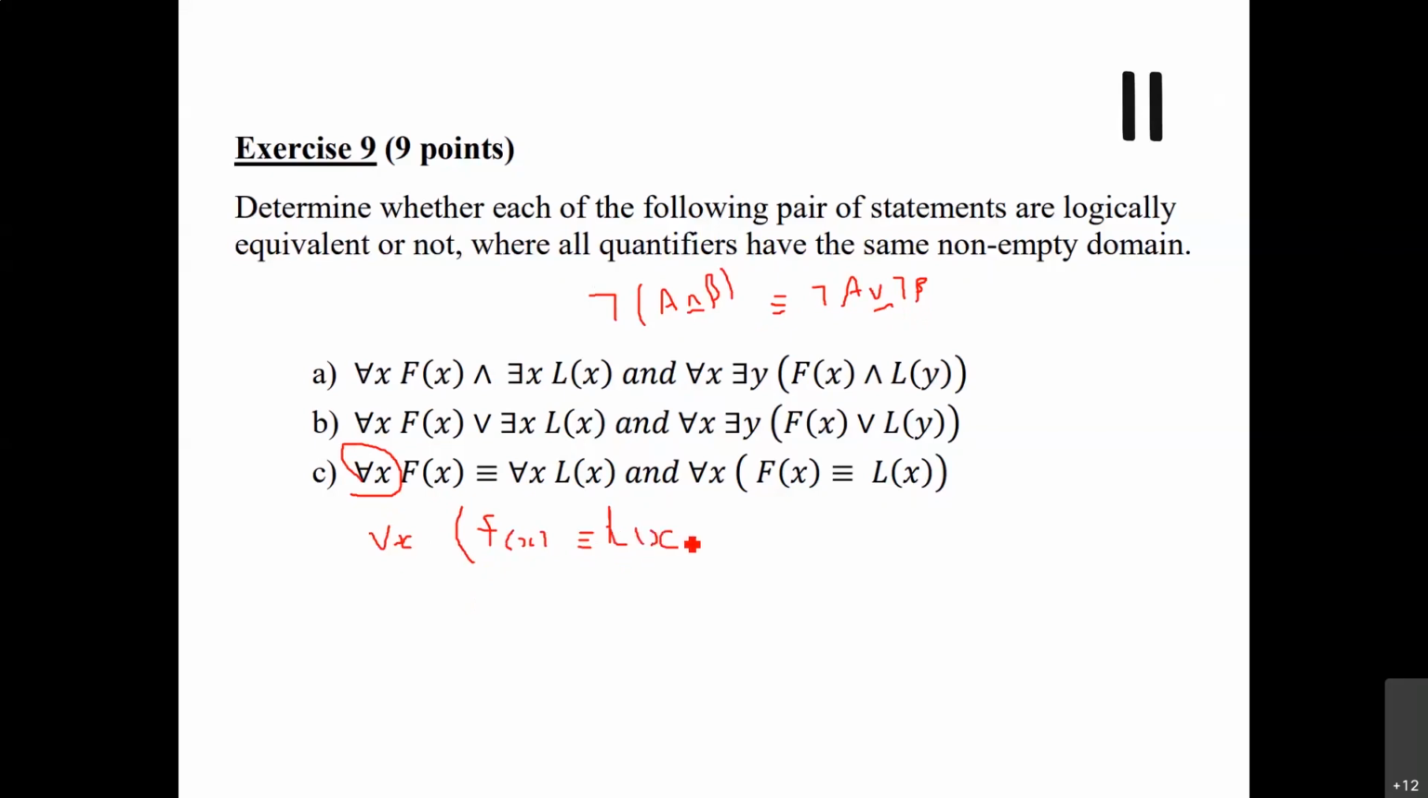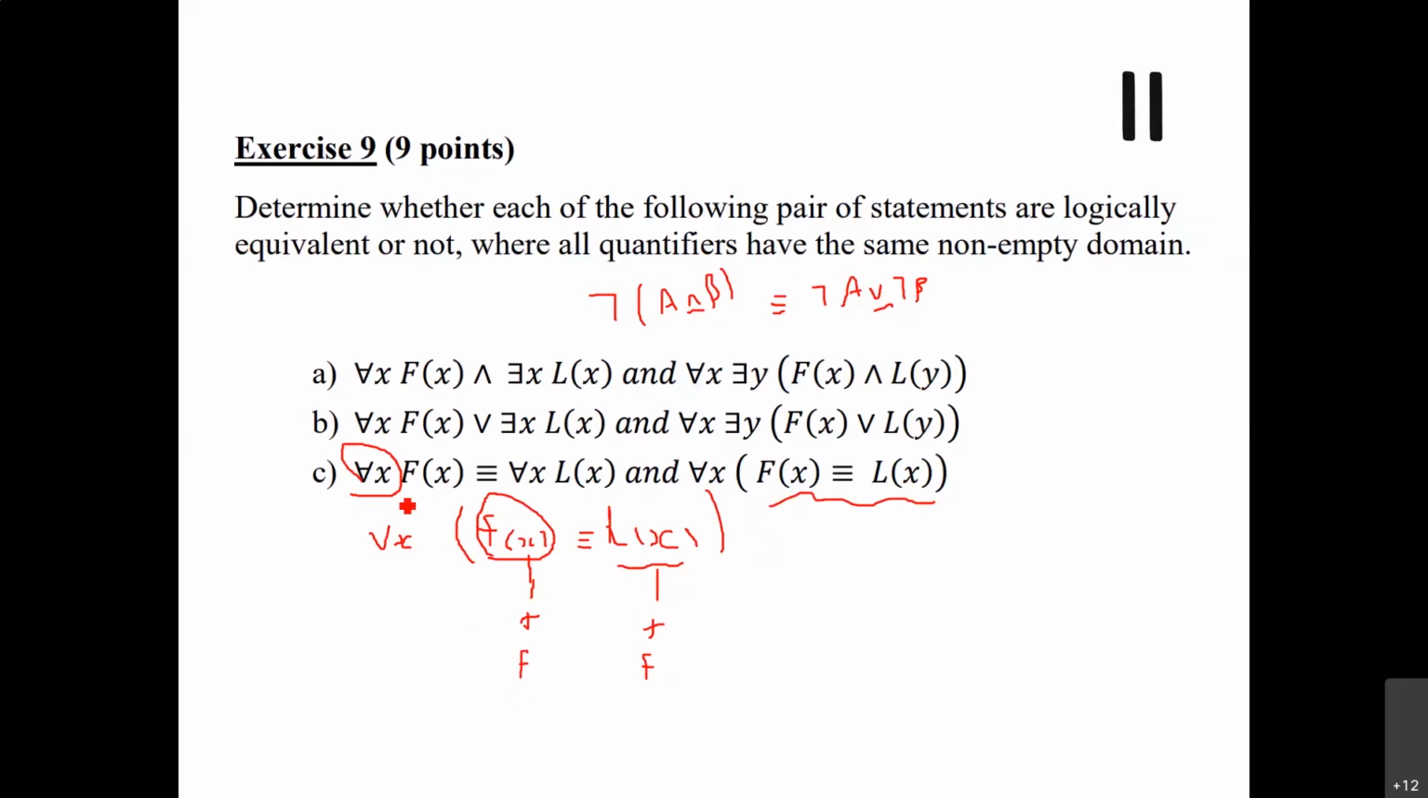So can we take this for every x in common? In part 1, they're saying for every x f of x is equivalent to for every x L of x. This means for every x that makes f of x true, it also makes L of x true. And for every x that makes it false, it makes the other one false. So this is the second part. It's saying for every x, these two things have the same value. True when true, false when false.